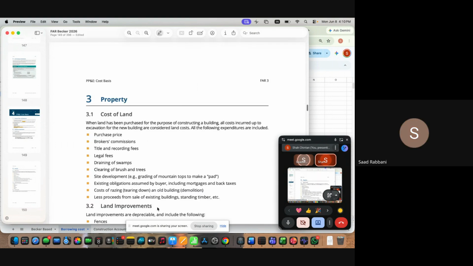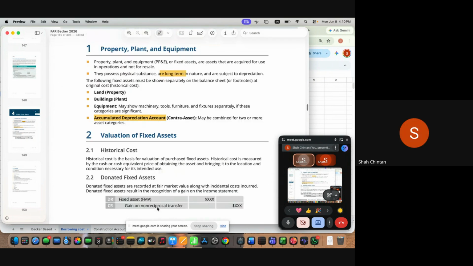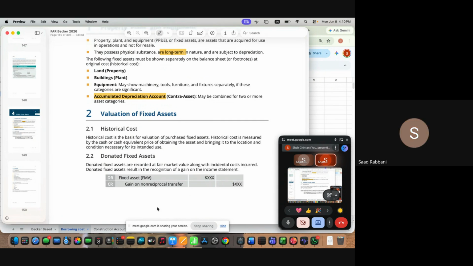No, the initial entry in the book. So you have purchased the building, so building account debited, cash account credited. No, the one above in the book. Which one? Which entry? Debit fixed asset, gain on donation, this is where you credit.